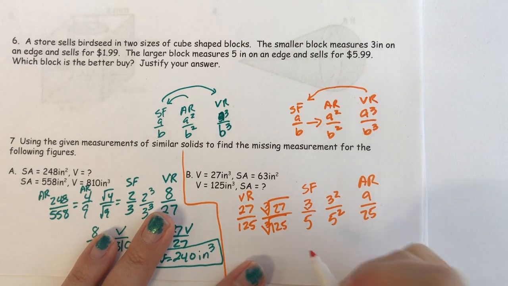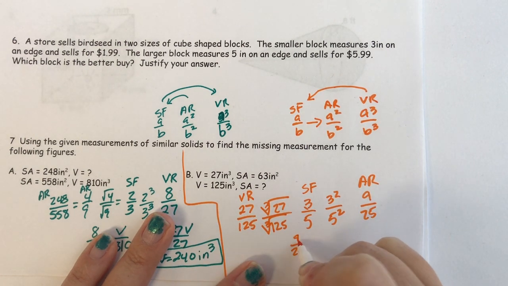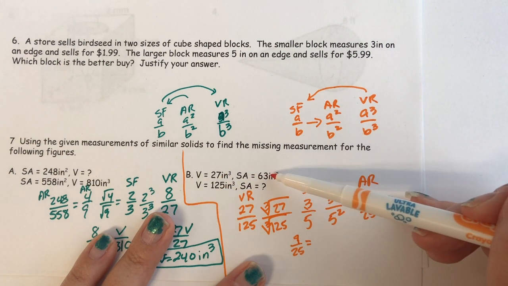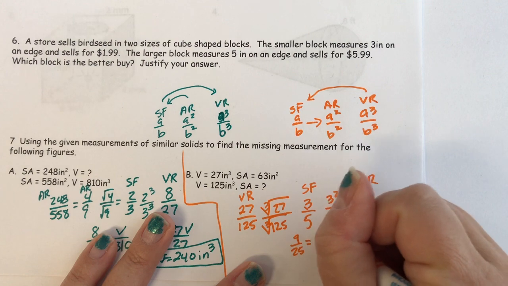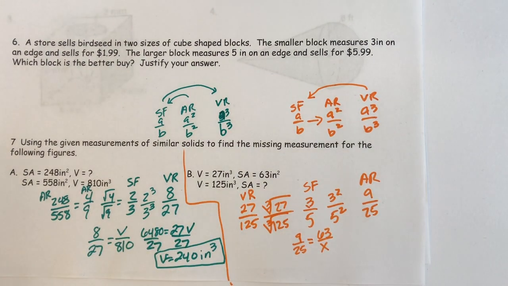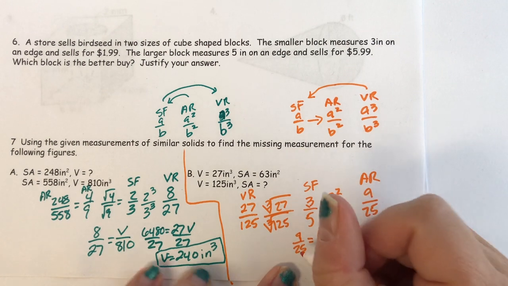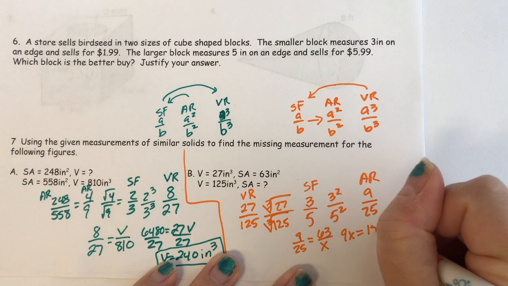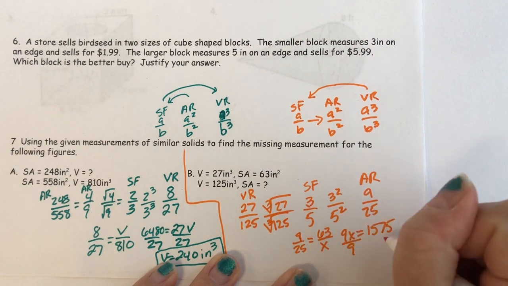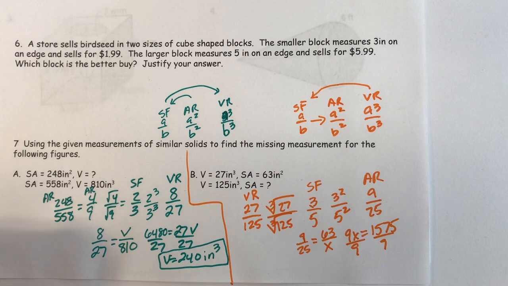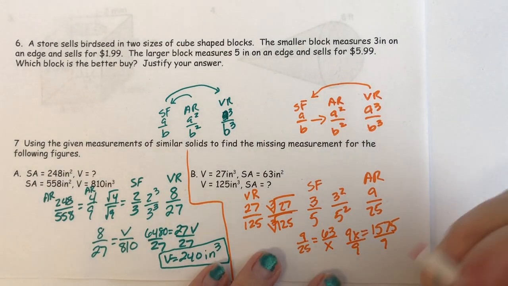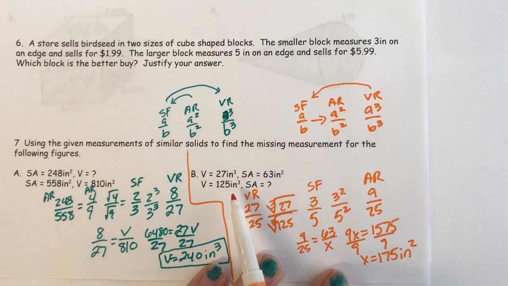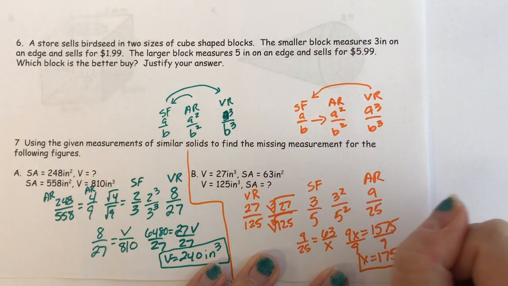Then we're going to take that 9/25 and set it equal to, since I had put this one on top and this one on the bottom, this will go on top and this on the bottom, 63 over x. And then we're going to cross multiply. So we have 9x, 63 times 25, and then divide by 9. And we get 175 inches squared, because it was inches cubed there, so this will be inches squared.